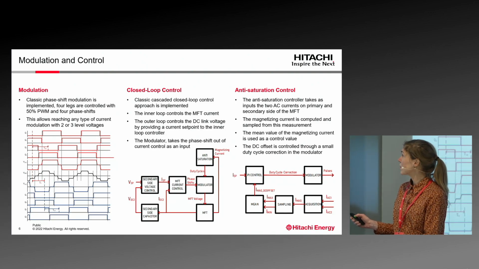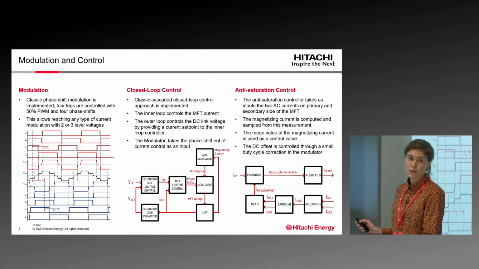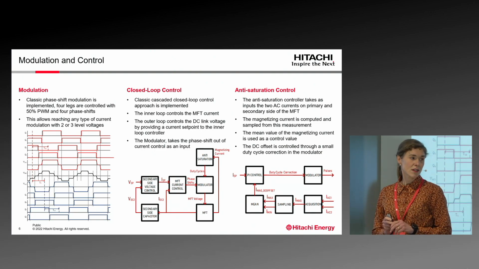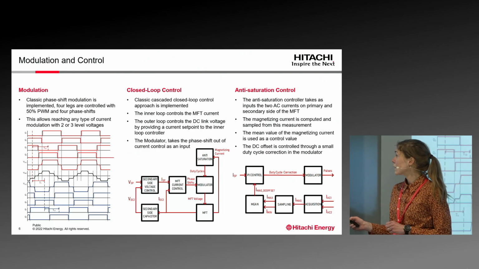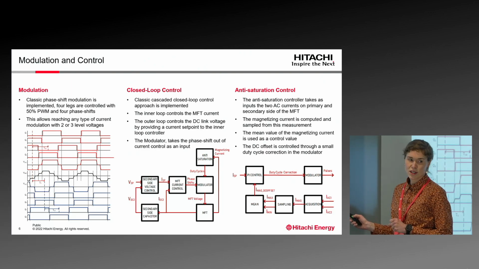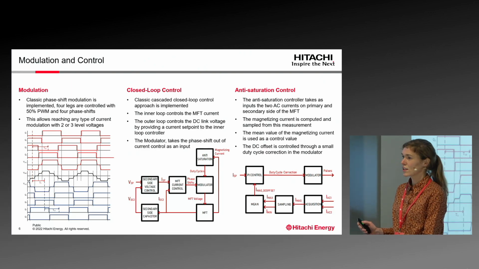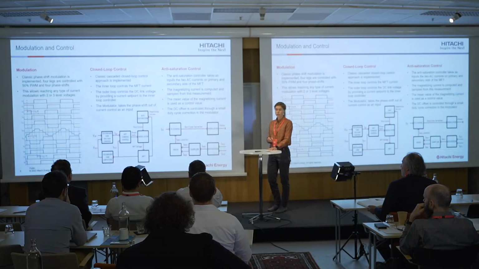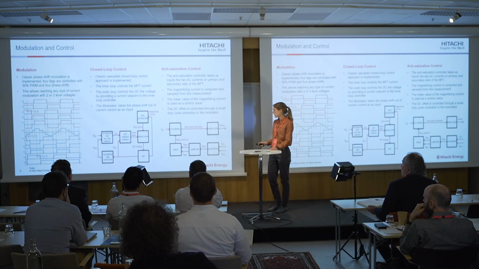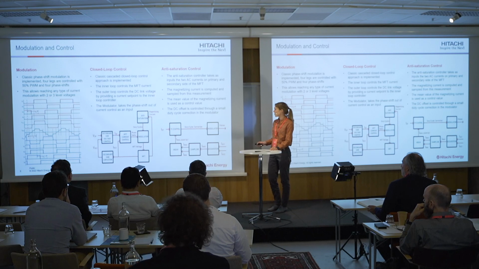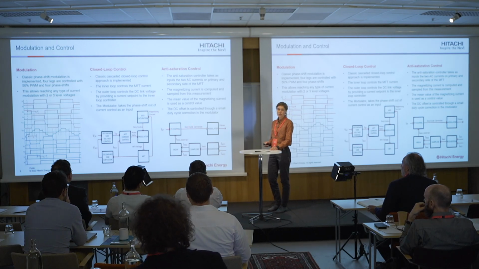And we did that by measuring the AC currents on the primary and on the secondary side of the MFT. The difference gives us the magnetizing current, and if we then sample the maximum and minima, we can calculate the mean value, which we then, with the PI control, control to 0 by some minor duty cycle corrections.